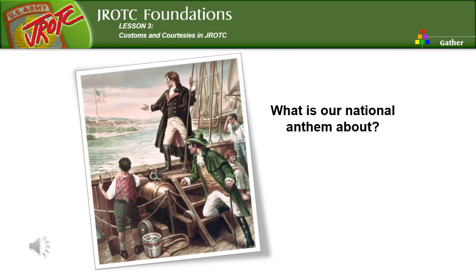What is our national anthem about? Francis Scott Key wrote The Star-Spangled Banner while he was on a mission during the War of 1812. Key was one of 2 people chosen to deliver official release papers for an American prisoner of war being held on a British ship in the harbor of Baltimore, Maryland.